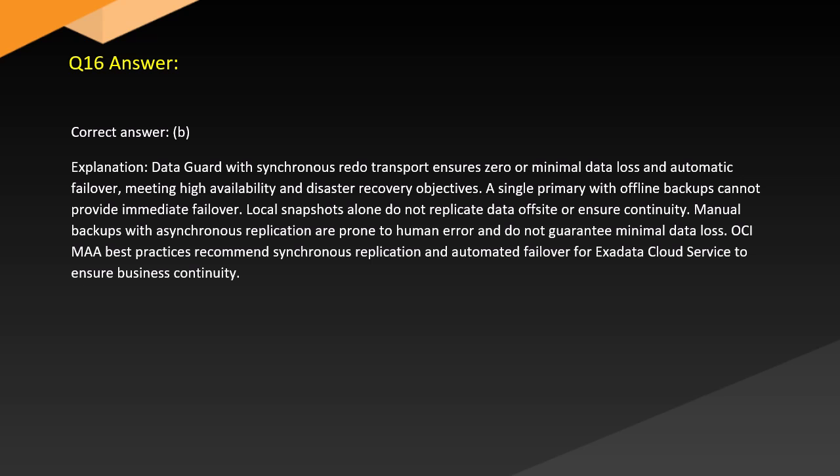Answer. Correct answer: B. Explanation. Data Guard with synchronous redo transport ensures zero or minimal data loss and automatic failover, meeting high availability and disaster recovery objectives. A single primary with offline backups cannot provide immediate failover. Local snapshots alone do not replicate data off-site or ensure continuity. Manual backups with asynchronous replication are prone to human error and do not guarantee zero data loss. OCI best practices recommend synchronous replication and automated failover for Exadata Cloud Service to ensure business continuity.